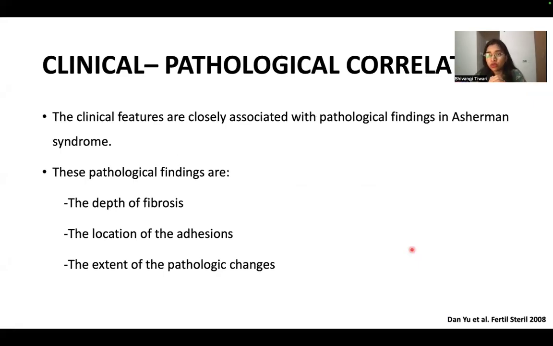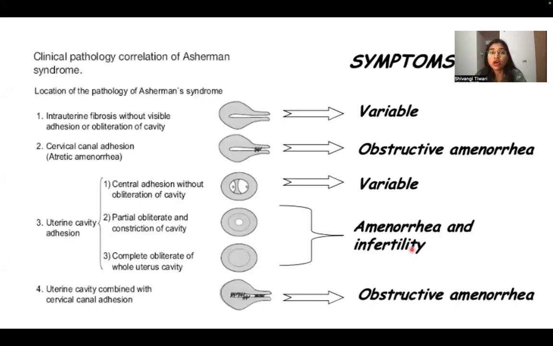Now, if we look at the clinico-pathological correlation, the patient's clinical features are closely associated with the pathological findings in Asherman syndrome. That means the patient's clinical features mostly correlate with the pathological findings. These pathological findings depend on the depth of fibrosis, the location of adhesions, and the extent of the pathologic changes, that is, how many pathologic changes there are.